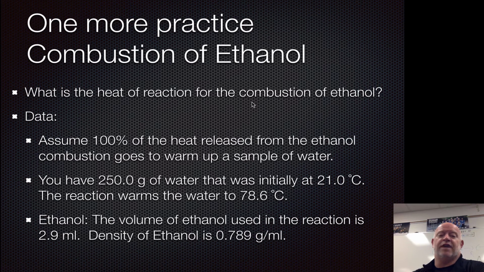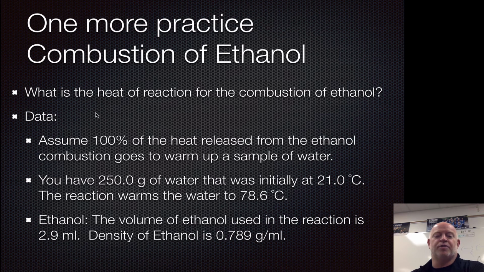Okay, so what is the heat of reaction for the combustion of ethanol? We're going to burn ethanol. So the first thing you're going to want to do is get a balanced chemical equation. Ethanol is C2H5OH, to remind you of that, otherwise just look it up. We've balanced this equation several times already, actually.